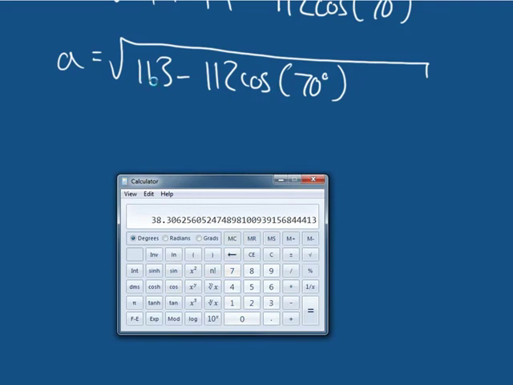So to do that, I'm going to say 113 minus the value that I just copied for 112 cos 70. If I paste that in and click equals, the entire square root under here is 74.69. So a is equal to the root of 74.69. If I click the square root button here, it tells us that a is approximately equal to 8.64 units.